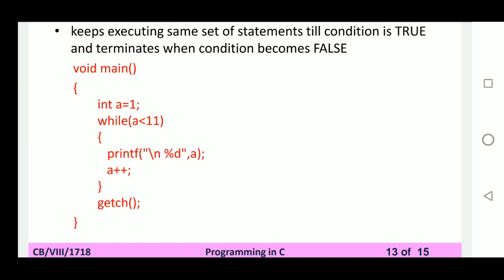Now again it's checking that a is less than 11. Yes, 2 is less than 11. So it will print the statement, again increment the value. Now a is 3, and again it will check that 3 is less than 11. Yes. So till a becomes 12, it will check the condition 12 less than 11. It becomes false and the execution of this program will end.